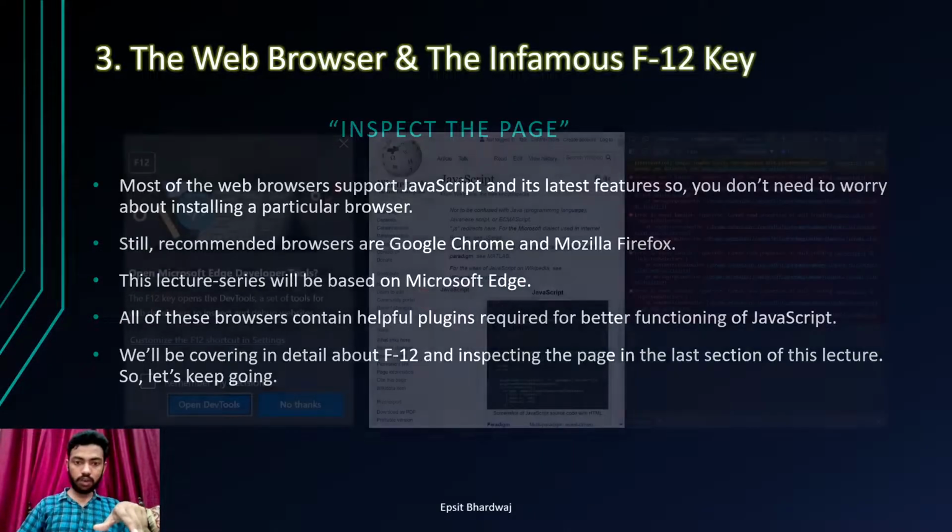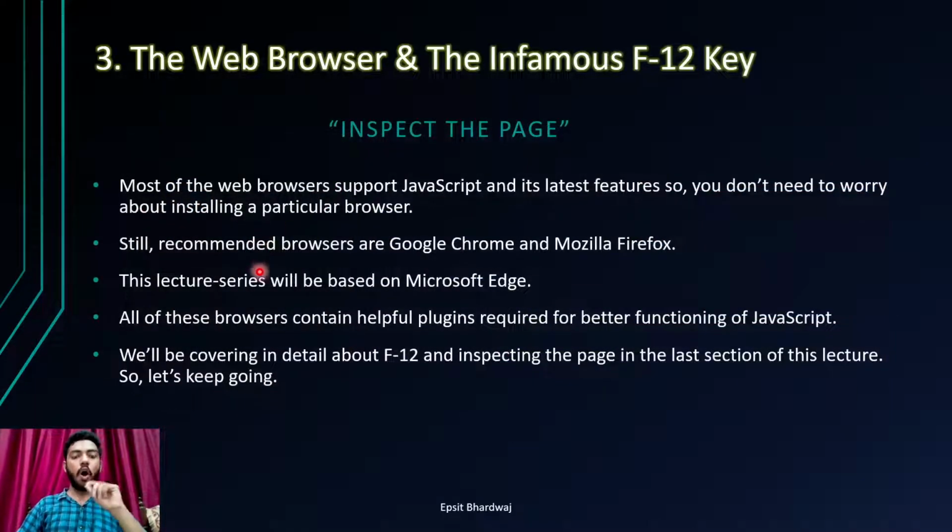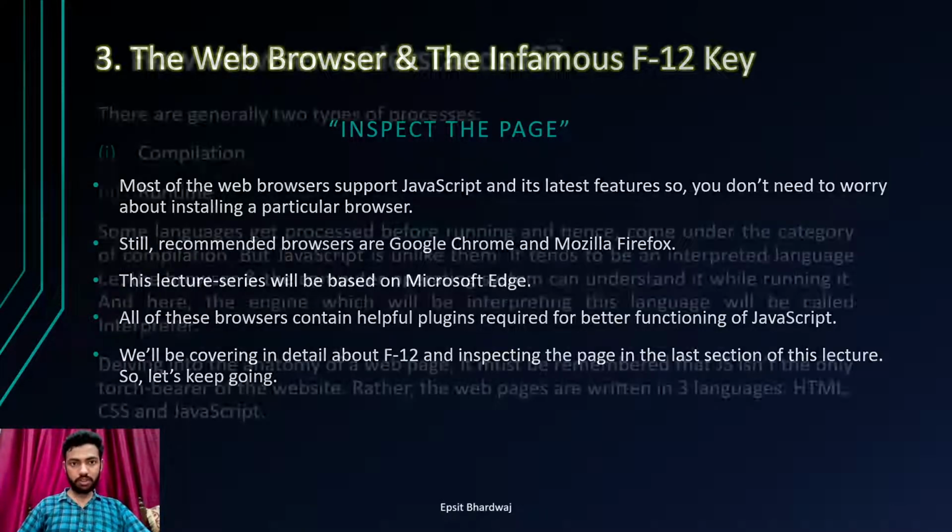Well, that's what I was talking about here. This is the dev tools of Microsoft Edge. When I press the F12 key, this dialog box comes, and then we are able to go through the console. All of these browsers contain helpful plugins required for better functioning of JavaScript. We'll be covering in detail about F12 and inspecting the page in the last section of this lecture. What inspecting the page that I have mentioned here is, let's keep going and we'll understand in some upcoming few minutes.